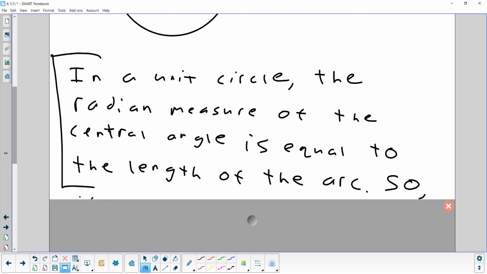If you draw an angle on a unit circle, and you measure the angle you just drew in radians, it will come out exactly the same as the length of the arc. So in a unit circle, if you draw an angle and then take a measurement of it in radians, it will come out exactly the same as the length of the arc.